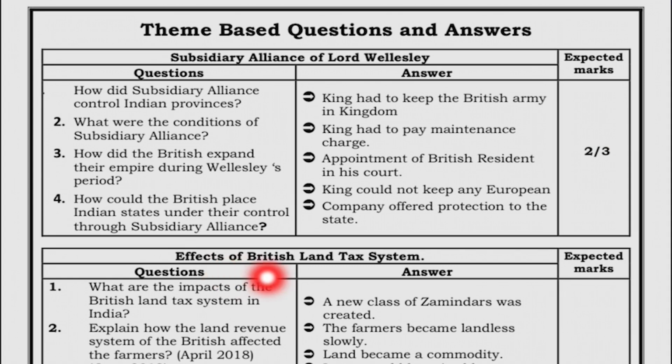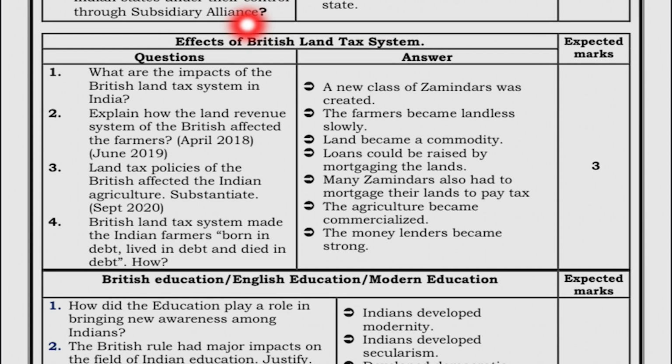Next topic, effects of the British land tax system. So based on this theme, what are the questions that can be expected? What are the impacts of the British land tax system in India? Explain how the land revenue system of the British affected the farmers. It was asked in April 2018 and June 2019, that is the supplementary.